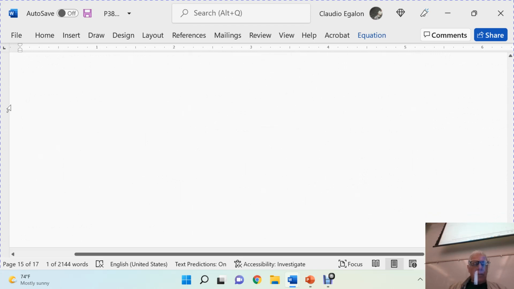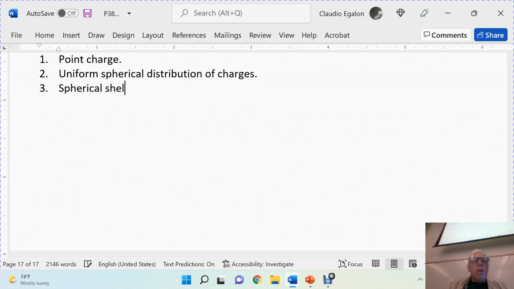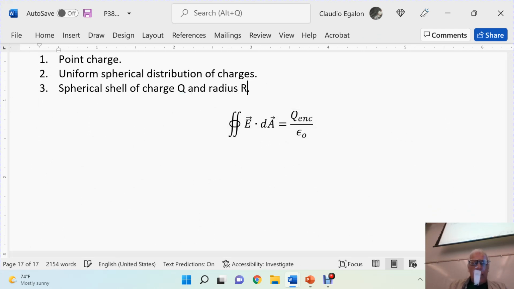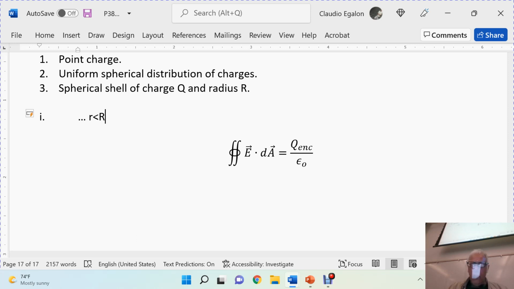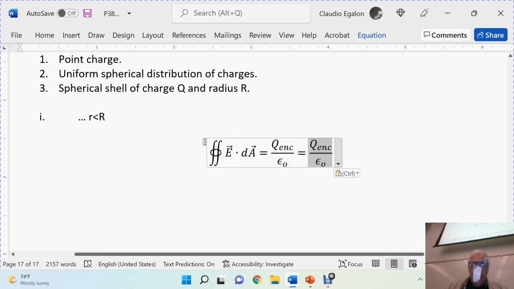And let's put here a spherical shell. Now I'm gonna do a spherical shell of charge Q and radius big R. So first we do r less than big R. For r less than big R, the Q enclosed is what? Is 0.